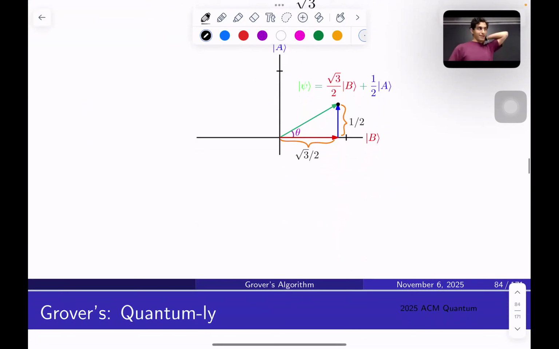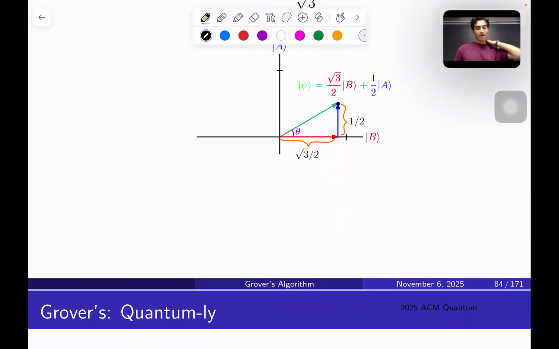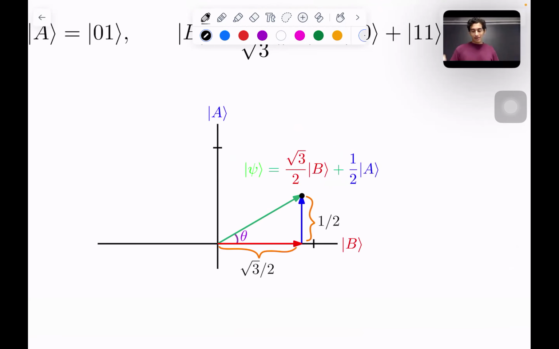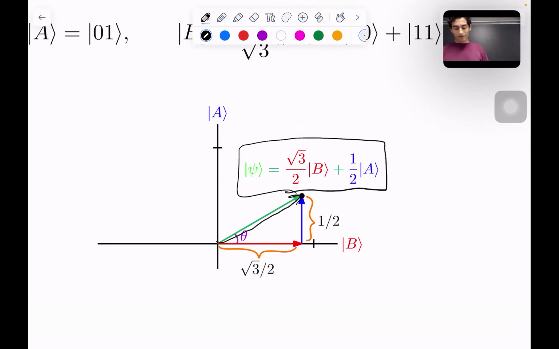We'll show this geometrically. We'll be showing the geometric picture a lot because it does help. So after we apply Hadamard gates, we're now at this point in this 2D space. So we're some vector at some point. If we measured the state directly, we already have some probability of solving the problem, but it's very low.